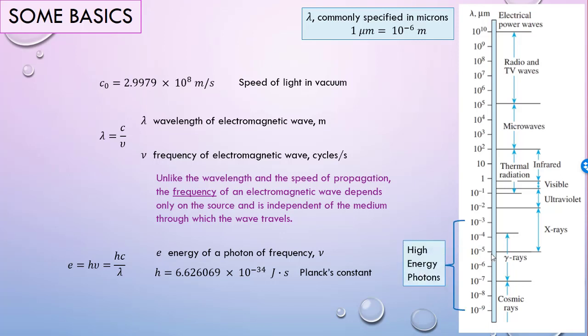That is why down here at the lower end of the wavelength spectrum, we find X-rays, gamma rays, and cosmic rays. All of these have high energy photons, and this is the reason why this type of electromagnetic radiation can be so harmful.